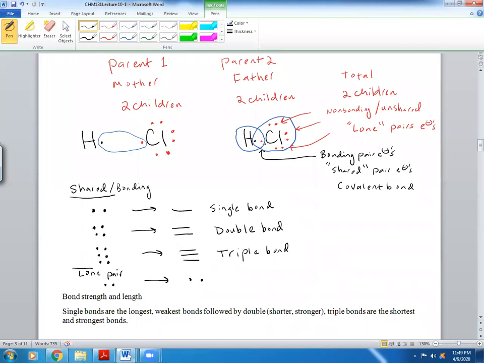So for example, how do I draw this using this representation? It's H. This is a bond between them. Here it is, a single bond. And then I put the dots on the Cl. So a line in this case means it's a covalent bond. This is shared, so on and so forth.